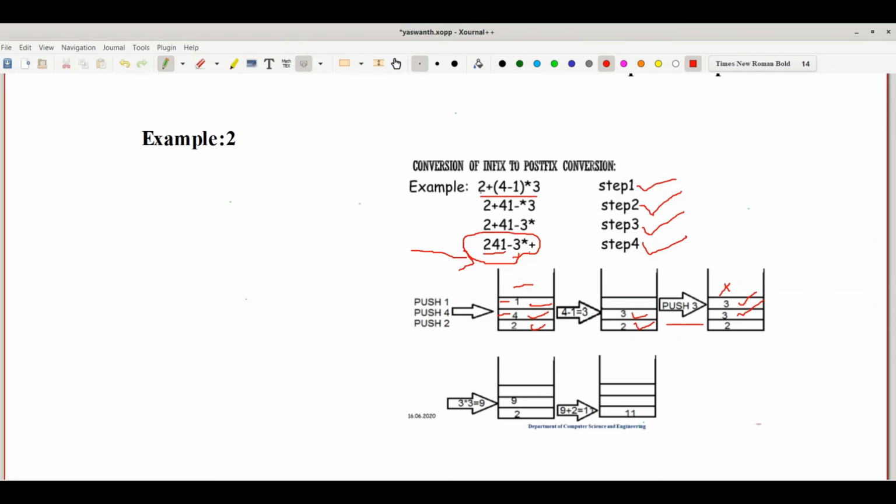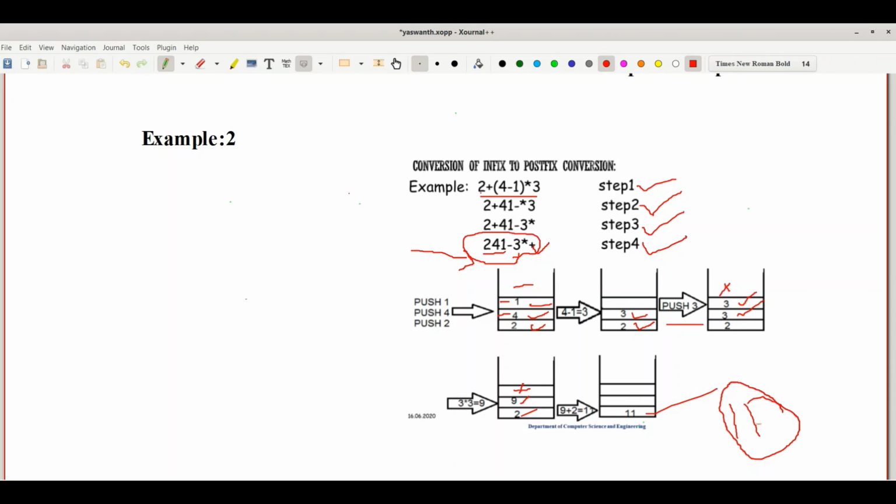What is our last character? Addition. Whenever I get addition, I have to add the top two values. What are the top two values here? 9 and 2. 9 plus 2 is 11, so I have put that here. The next character is not there. All the characters have completed, and the stack contains only the 11. The last value remaining in the stack is our output. 11 is the answer for the given expression.